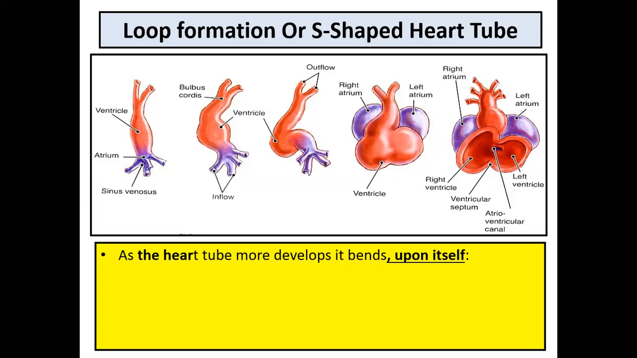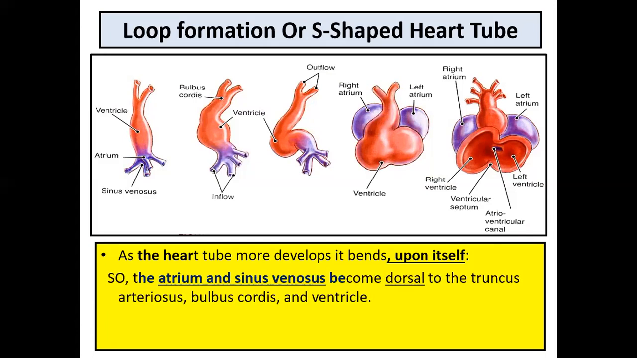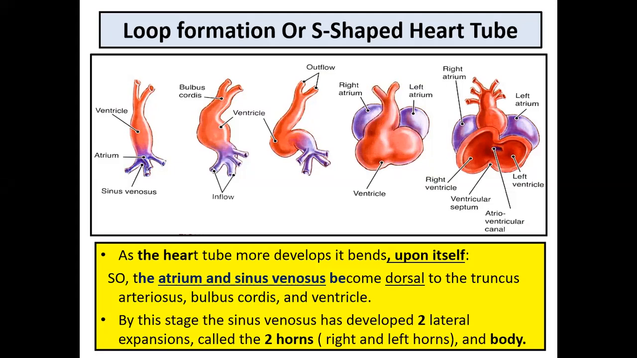So you can see now the heart at far end has already started forming something which is common. As the heart tube grows more, based upon itself, the atrium and the sinus venosus become dorsal to the truncus arteriosus, bulbus cordis and the ventricle. By this stage, the sinus venosus has developed two lateral expansions called the two horns and the body.